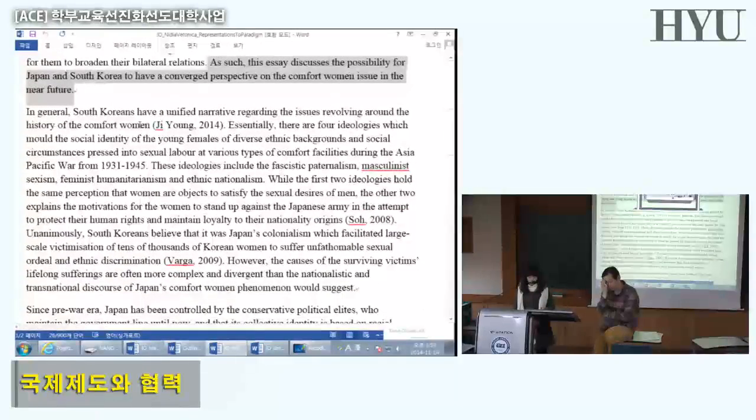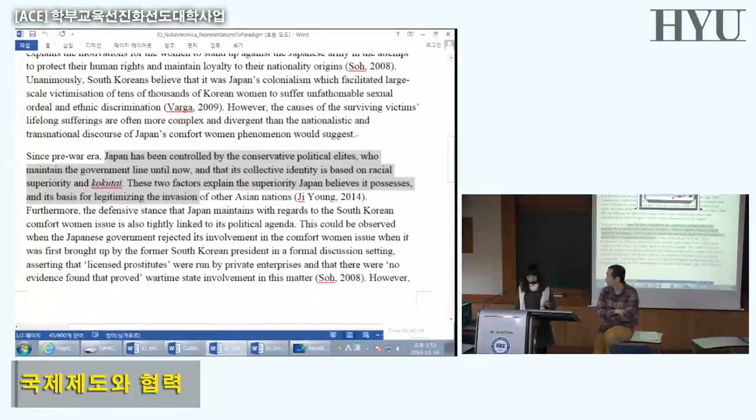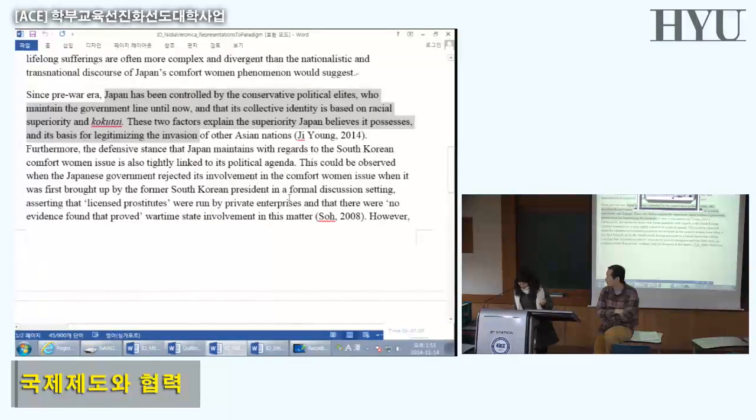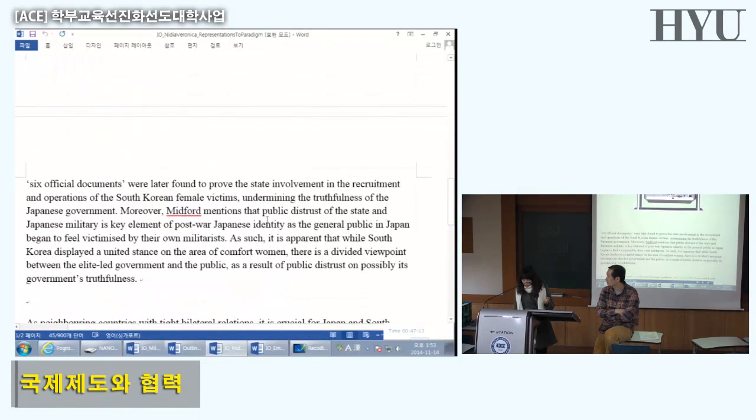For the first paragraph, I talk about how South Koreans generally have a unified story about the comfort women issue. But for Japan, the problem is that even the people don't trust the government after the war, because after the war, the Japanese themselves were being tortured, and so there is a distrust of the people towards the government. Public distrust of the state and the Japanese military is a key element of post-war Japanese identity.